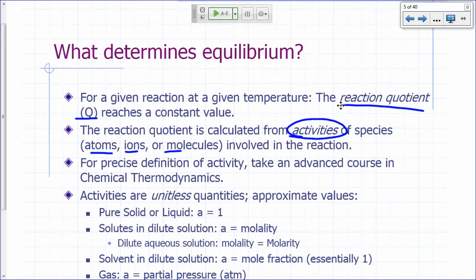For every reaction, there's a thing called a reaction quotient. It's a number that we can calculate, which depends on the activities of the particles that are involved in that reaction. Now, for a precise definition of what activity is, you're going to have to take an advanced course in chemical thermodynamics, and that's physical chemistry. And I teach that in the spring. But we're going to simplify things at this level. We're just going to say that these activities are unitless quantities, by the way.